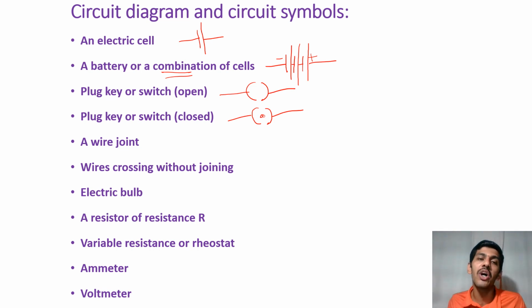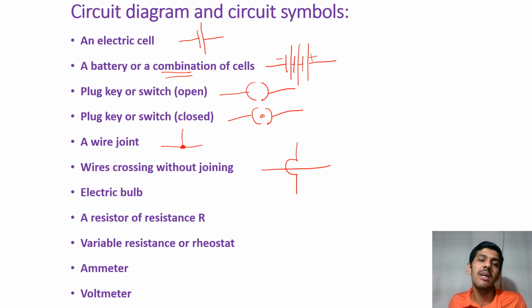And a wire joint. How to represent wires which are joining? So this is a wire, and there is a joint here. You can't simply write it like this. You have to specify the joint with a knot, a bigger dot here, so that the dot represents there is a connection between these two wires. Then if two wires cross each other without a joint, let us assume this is a wire and one more wire crosses it without joining. This is how to represent two wires crossing each other without joining.